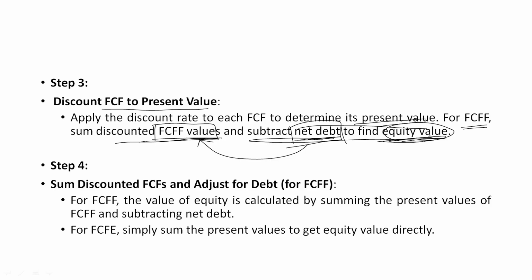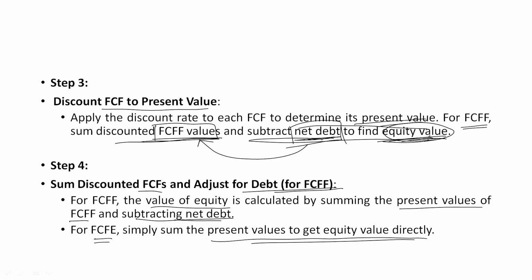And the last step what you have is to sum the discounted cash flow after adjusting the debt in free cash flow for firms. Okay, so here the free cash flow for firms, I'm trying to find the value of equity by summing up the present value of free cash flow and subtracting the net debt. That is what I've told already over here, right? And in terms of free cash flow for equity shareholders, it is simply the total of the present value which would be given to equity shareholders directly.